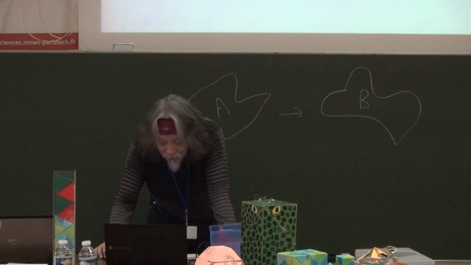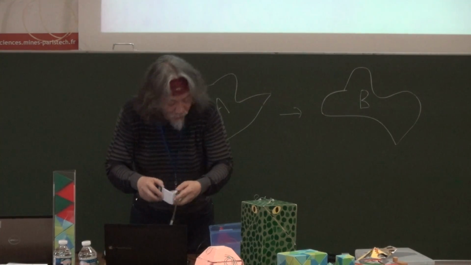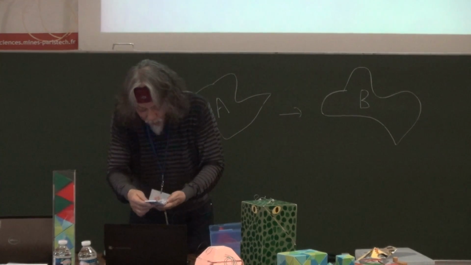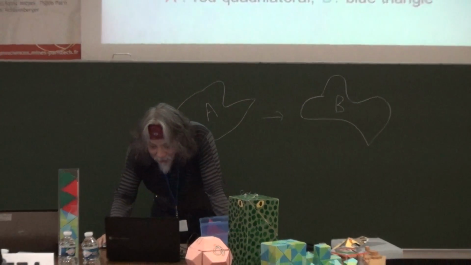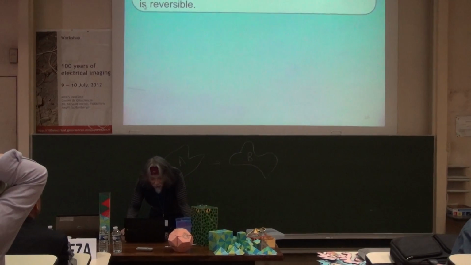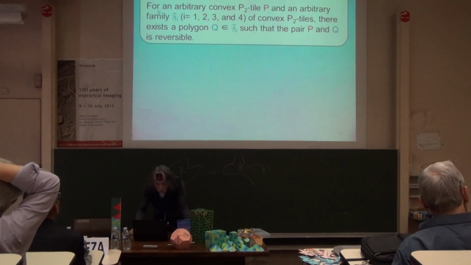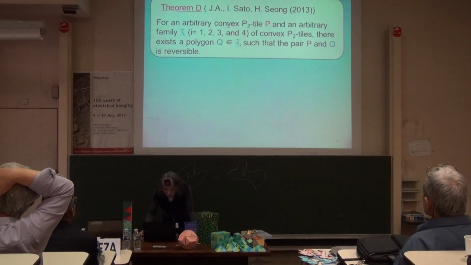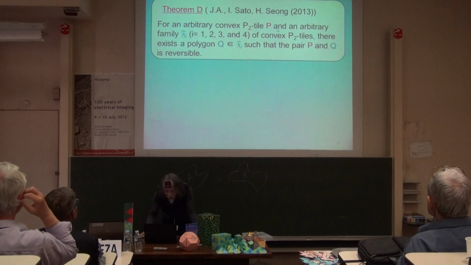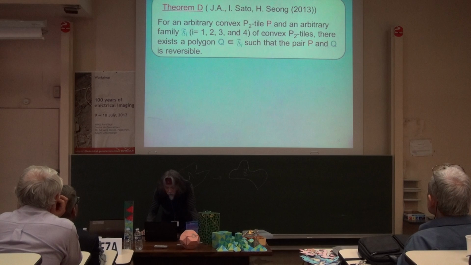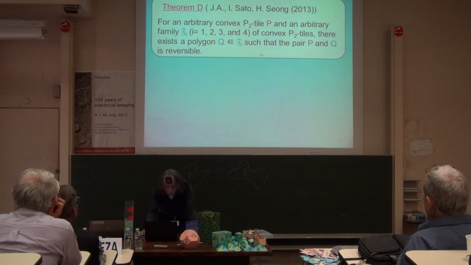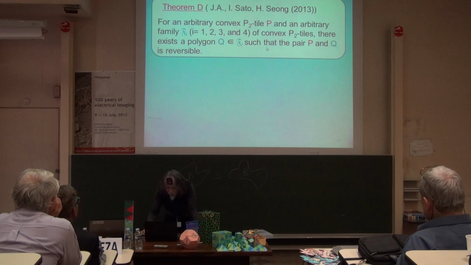So, two minutes more. Recently we proved this: for an arbitrary convex parallelohedron tile P and an arbitrary family of convex parallelohedron tiles, there is a polygon Q, a member of the family, such that the pair P and Q is reversible.